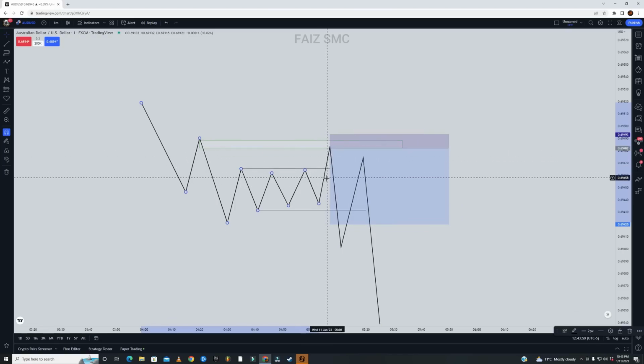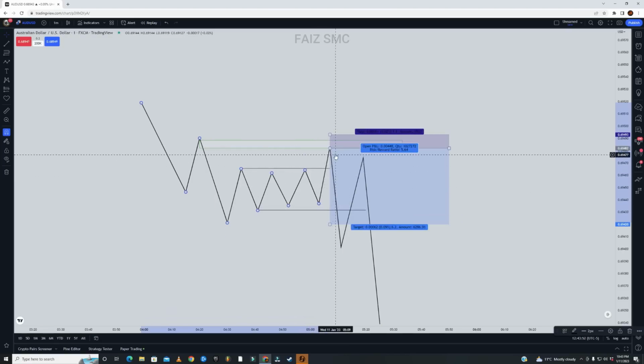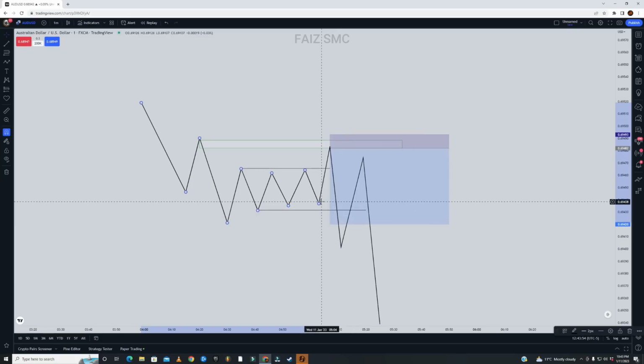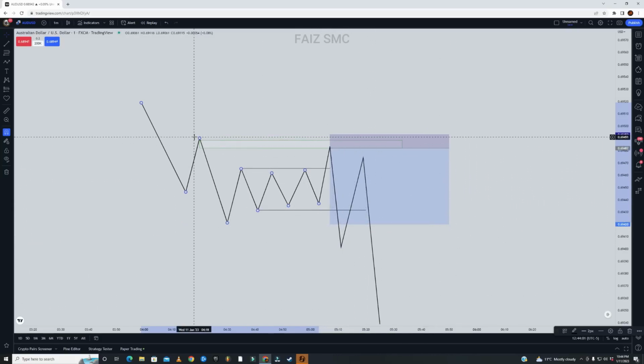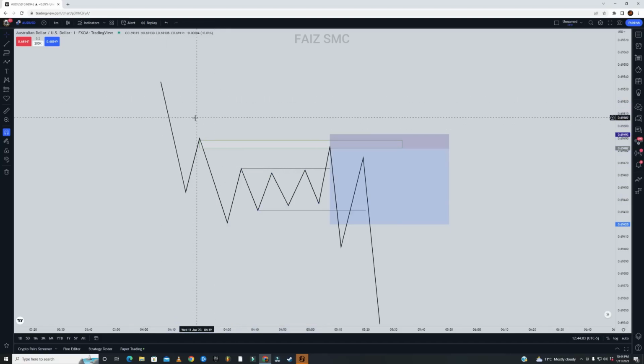So they buy here, they put their stop below this level. So what happens then? Price distributes, stopping them out as well. And then price comes back, hits the ODE, and it just goes back down. So for this model, you must know the original trend, and it's really that simple.